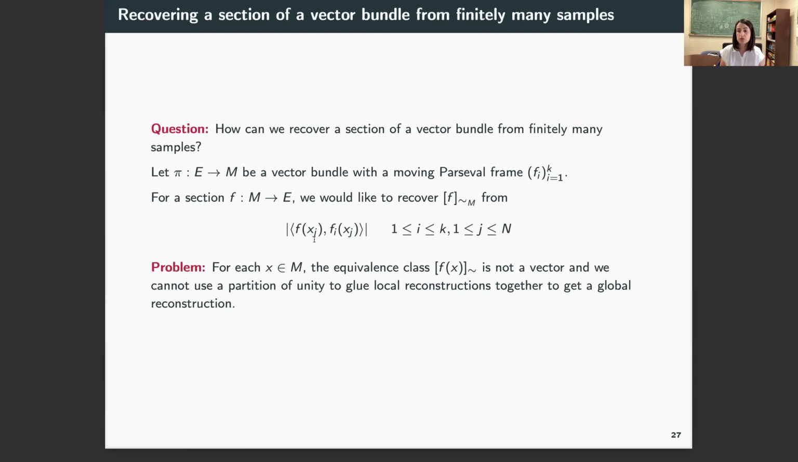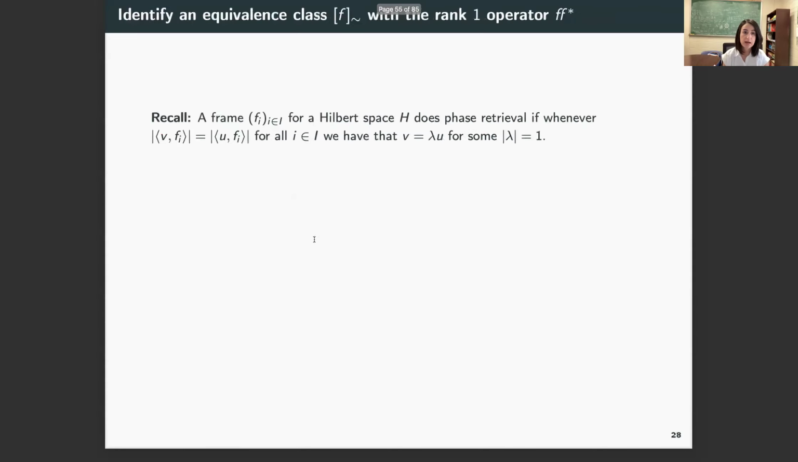In the previous part, when we had a vector, we used the partition of unity, and we glued the local approximations together to get a global approximation. But here, this is our problem. This is not a vector anymore, so we need another tool to get the results for this version. A way to solve it is that we can identify an equivalence class with a rank 1 operator.